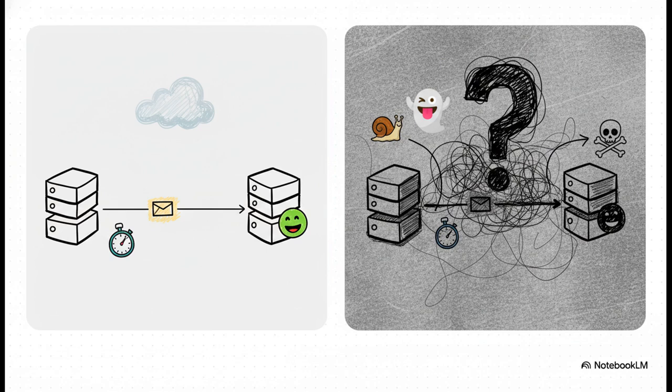Then, on the right, you have the asynchronous model, and this is the complete nightmare. There are 0 time guarantees. A reply might take 1 millisecond, or it might take 10 years. You literally can't tell the difference between a slow node and a dead one. And this leads to a super famous result. It is mathematically impossible to solve problems like consensus in a purely asynchronous world.